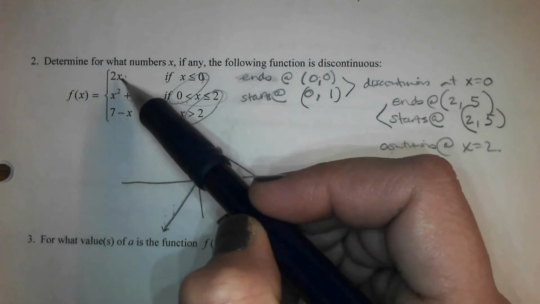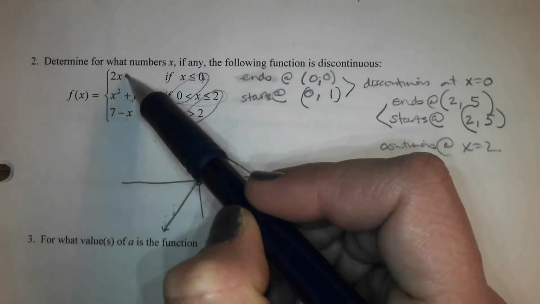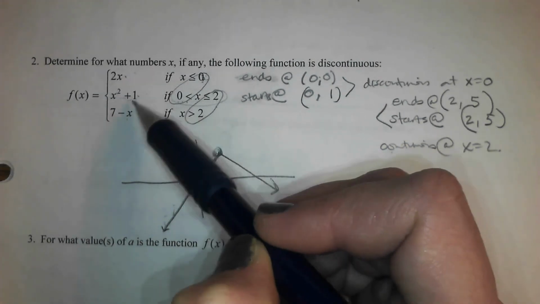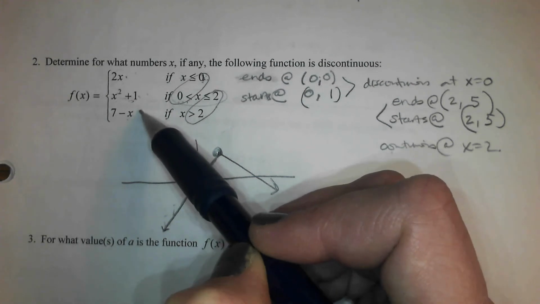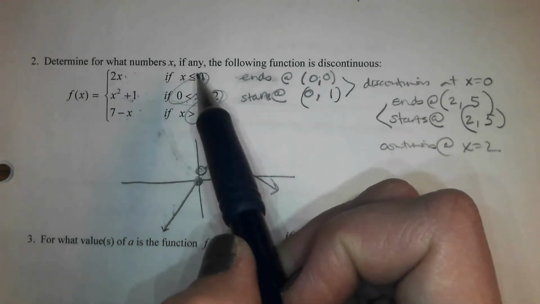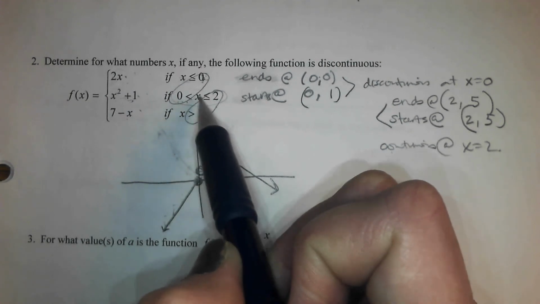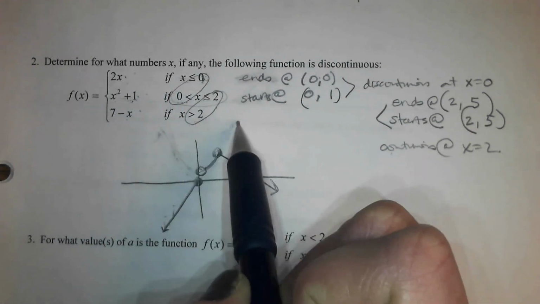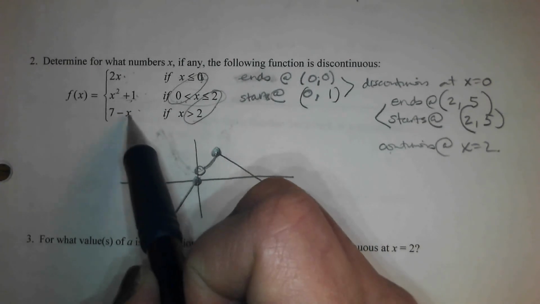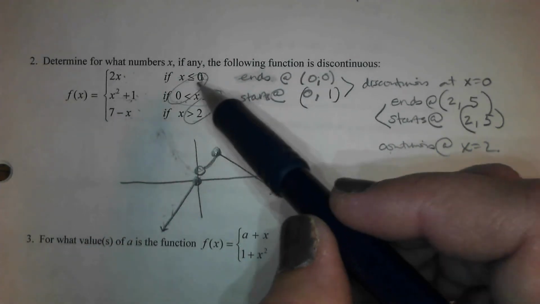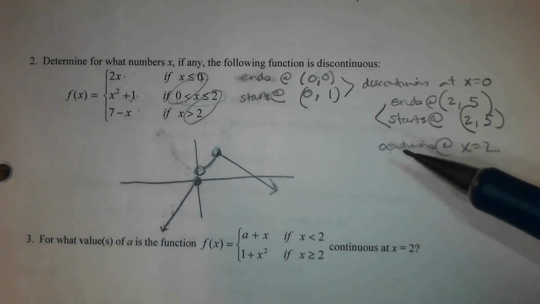Because we're dealing with all linears and quadratics, linears are always continuous. Quadratics are always continuous. So within the interval, any place less than 0, we don't have to worry about. Any place between 0 and 2, we don't have to worry about because the quadratic doesn't have any jumps. And anything beyond 2, we don't have to worry about because lines are always continuous. So with piecewise, it's almost always going to be the points of transition that are worth looking at.